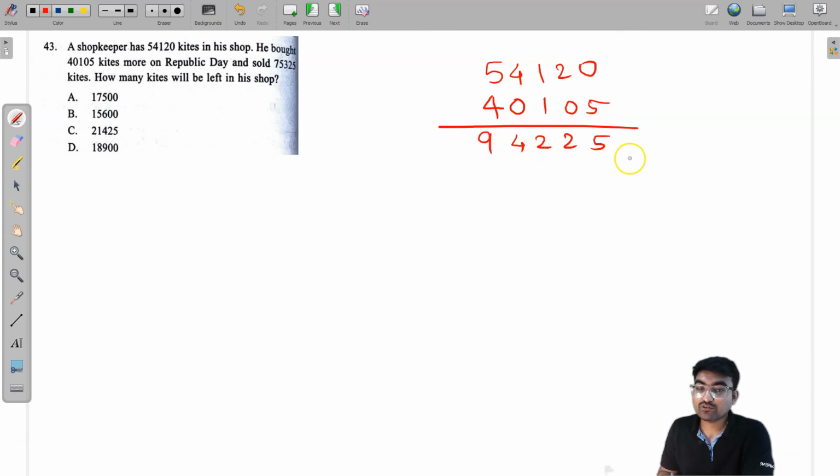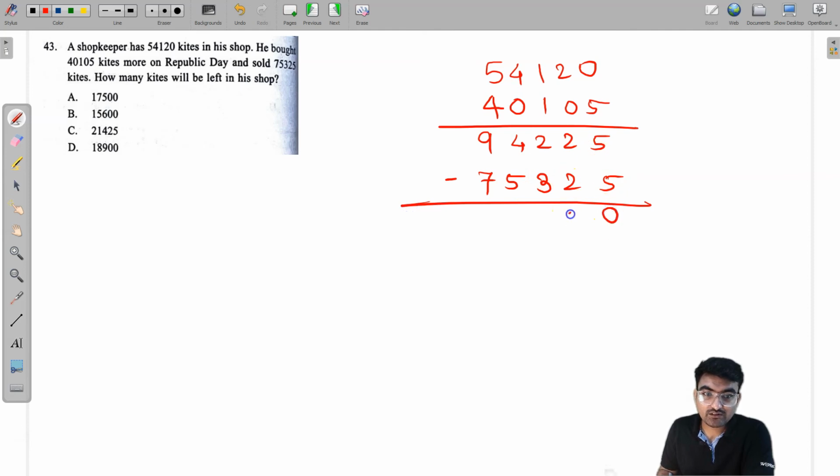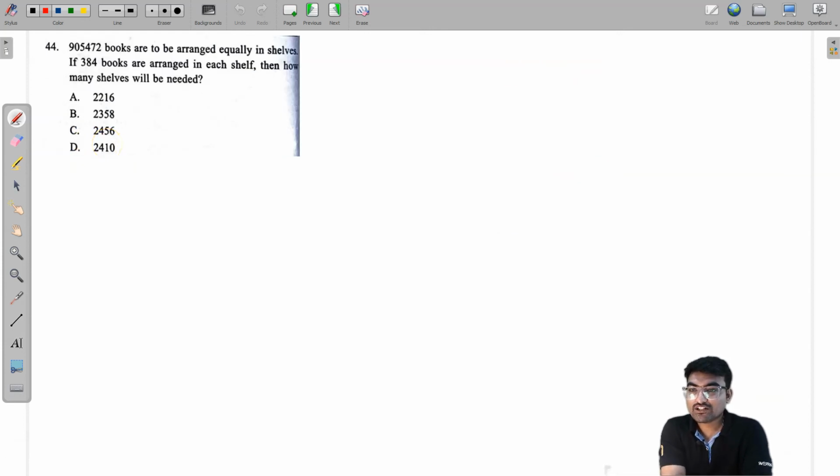He has 94,225 kites and he sold 75,000 kites. Okay, so he sold, that means we'll subtract this figure, 75,325. So we'll get 0, 0, 12 minus 3 is 9, 4 will be 3, 3 minus 5 again, so this will be 13, 13 minus 5 is 8 and 8 minus 7 is 1, so 18,900 kites will be left in his shop. Now question number 44.